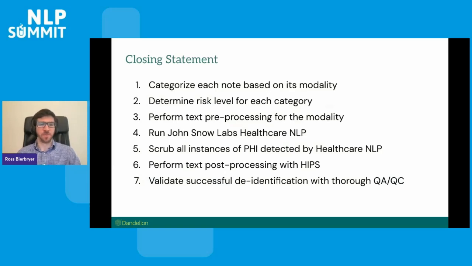And that's our entire process. First, we categorize each note based on its modality. Then we determine the risk level for each category, perform text pre-processing for the modality, run John Snow Labs Healthcare NLP to flag the particular HIPAA identifiers, and then we scrub all instances of PHI that is detected by healthcare NLP, perform text post-processing with HIPS so as to create additional masking and replacement of either dates or names or locations so as to make it harder for re-identification. And then we run validation for confirming successful de-identification with our thorough QA/QC. And through this process, we are able to keep pretty much all of the data that we would find valuable for our clients while maintaining high security and high trust for our patients' privacy.